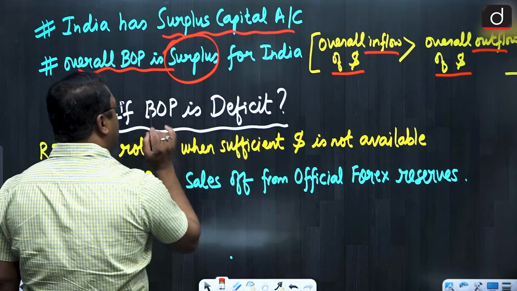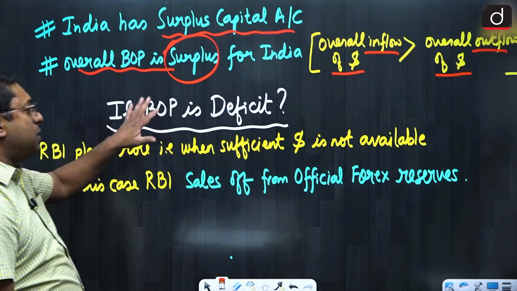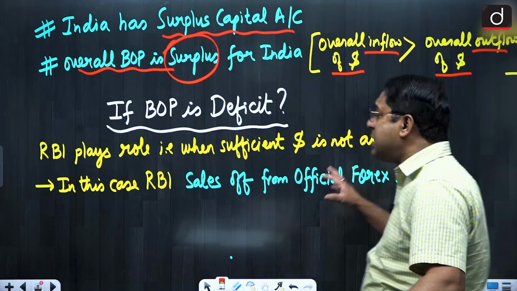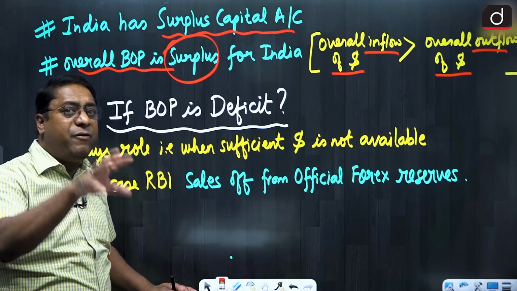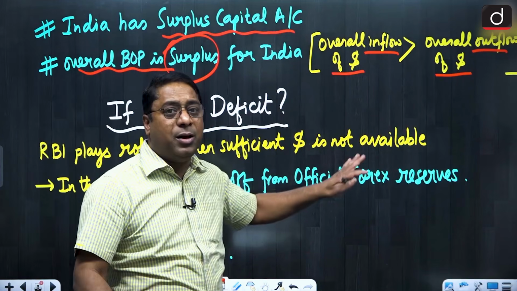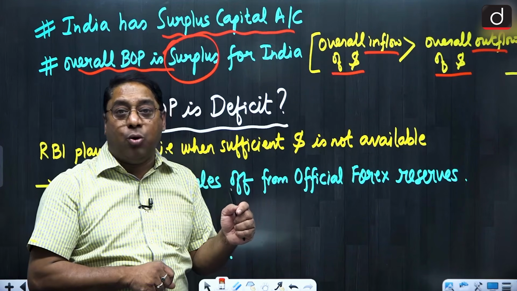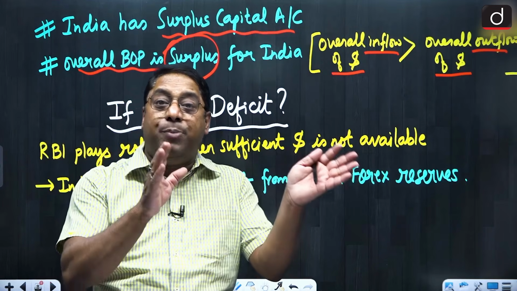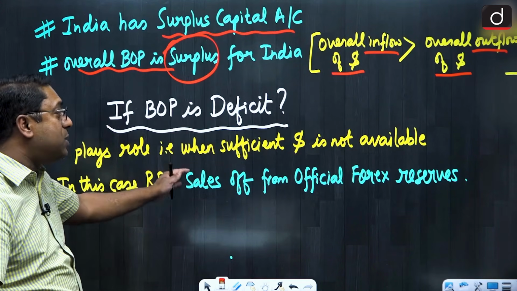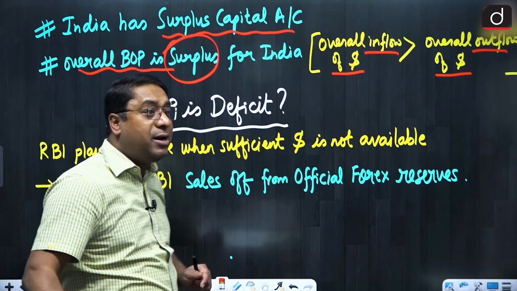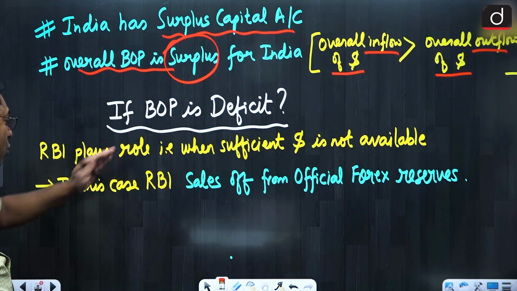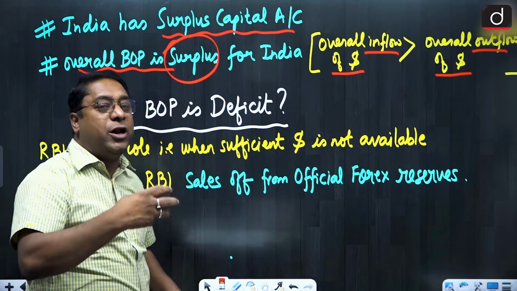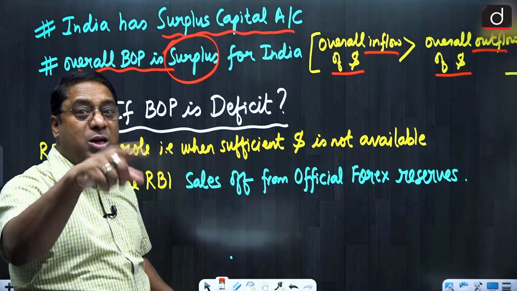Now there is a question here: if the BOP is in deficit, what do we mean by that? When we say that BOP is in deficit, it means that sufficient dollars or foreign exchange are not available. So here the RBI comes into the role, because the RBI is the custodian of the foreign reserves. When BOP is in deficit, sufficient dollars are not in the market, so the RBI withdraws foreign reserves and sells them off. So that withdrawal is regarded as what?